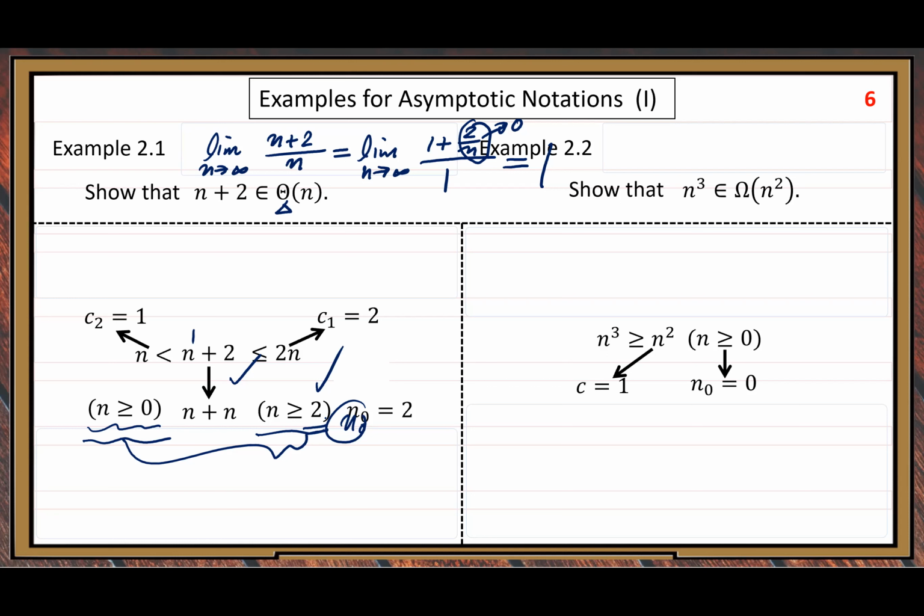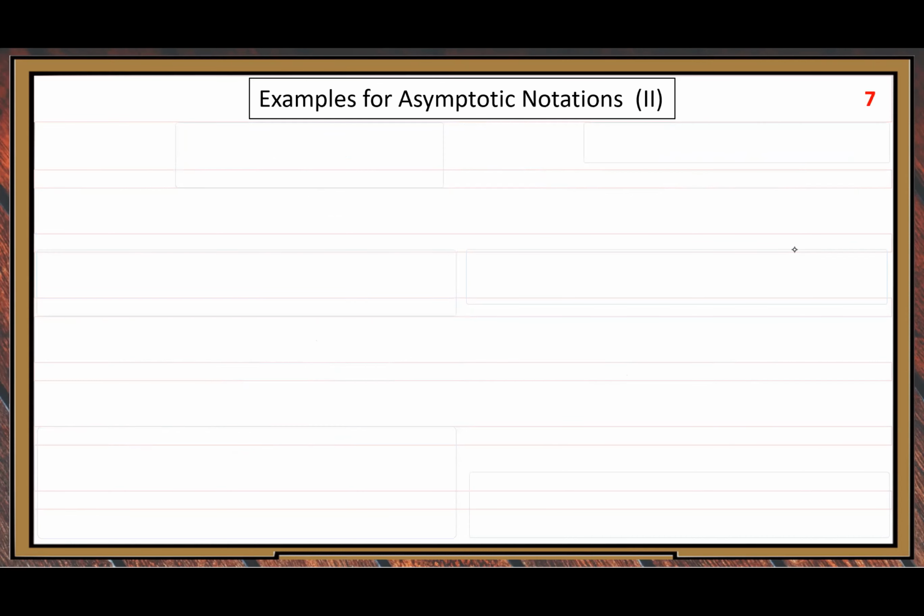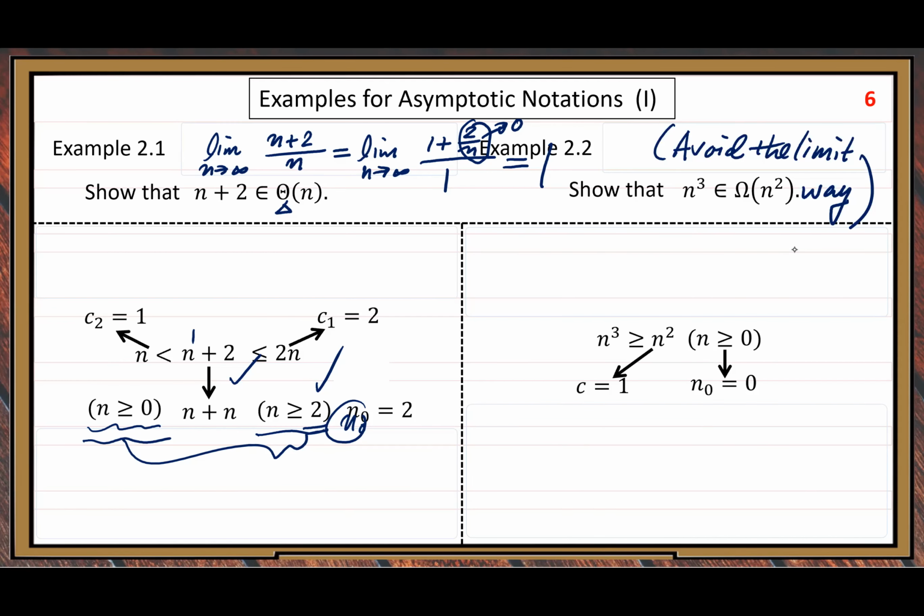This time, if you use the limit, it is not good. For this big omega notation, the limit is not good. Try to avoid the limit way. Not good.